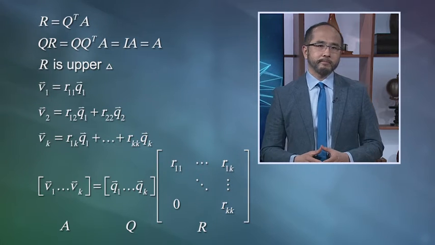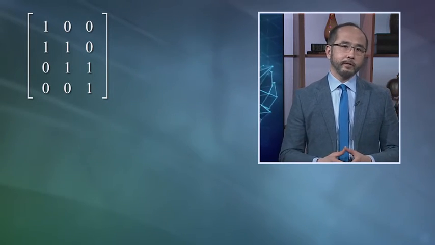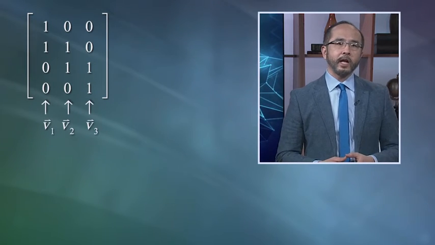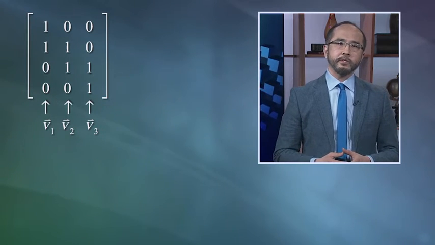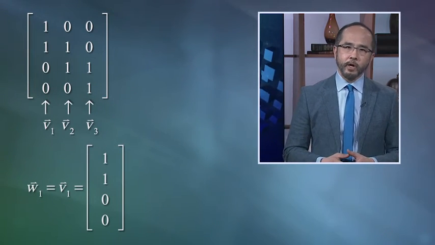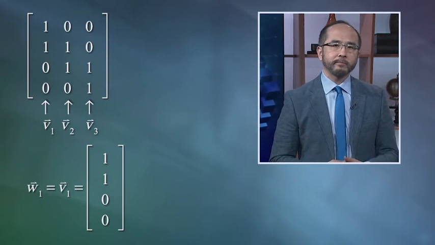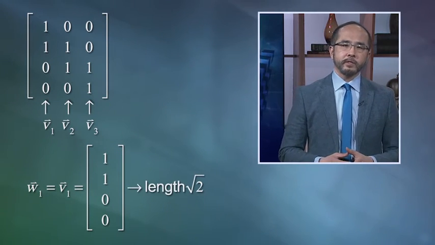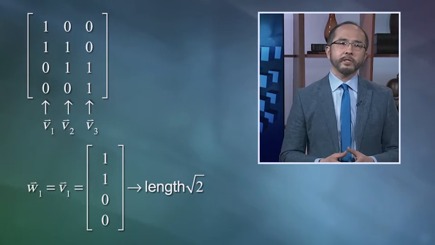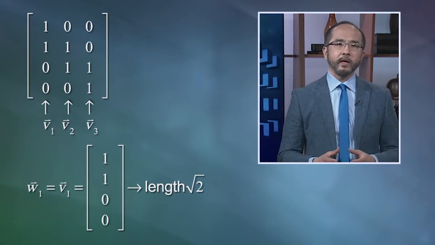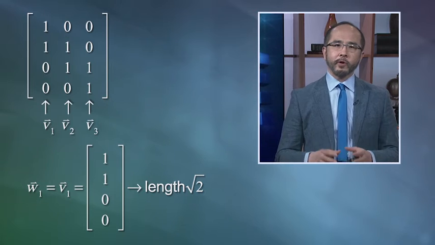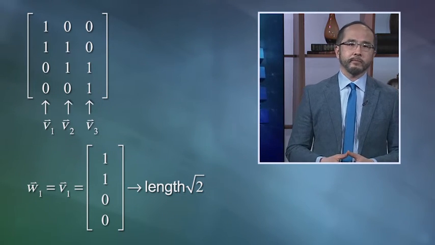Let's see some examples. Here is a matrix with linearly independent columns. You can check that the columns, however, are not orthogonal. Now let's label the columns V1, V2, V3. The Gram-Schmidt process says to start with W1 equal to V1, which is 1, 1, 0, 0. The length of this vector is the square root of 2. We could use this length to normalize the vector now, but to make calculations easier to see, we could also just wait to the end, but we'll record the lengths now for future reference.